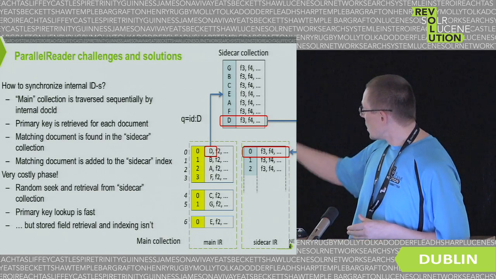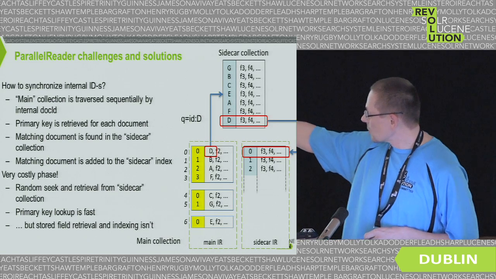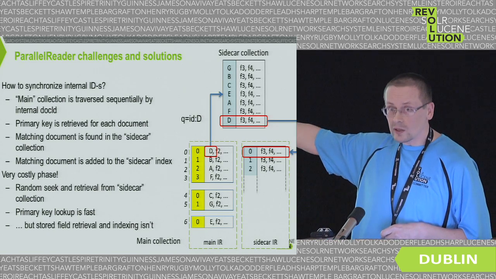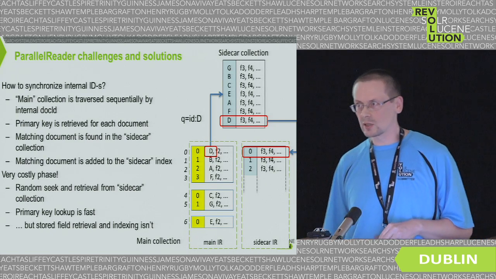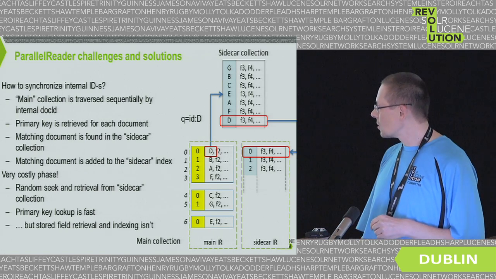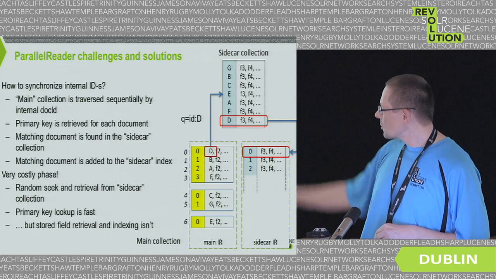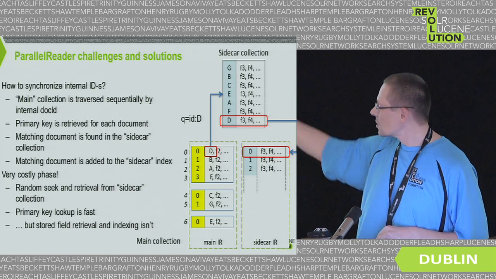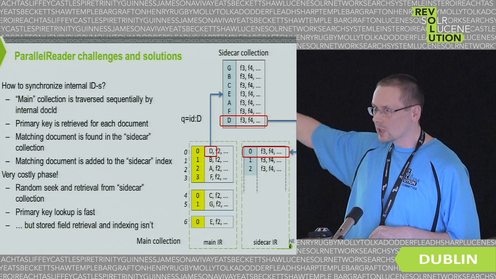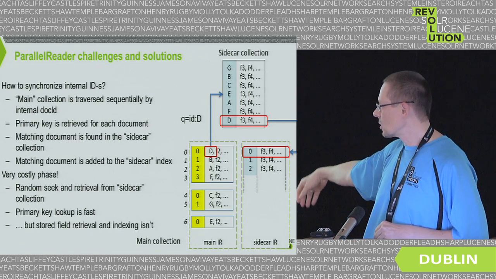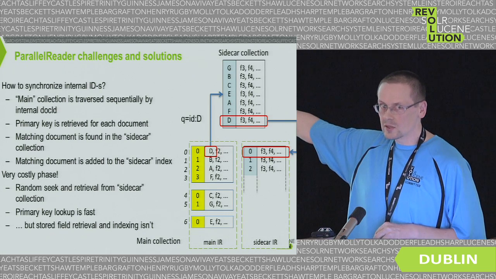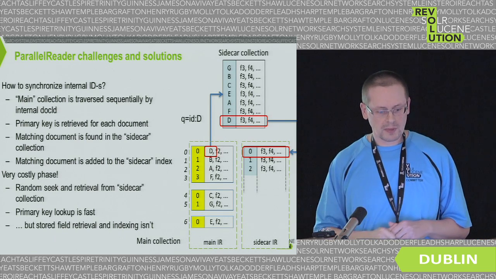So here you see we started from document number 0, which has a key D for some reason. It's not guaranteed to be in alphabetical order, right? And then we do a quick lookup in the sidecar collection, and we retrieve the document with additional fields that has the same primary key. And then we add this to the sidecar index here.